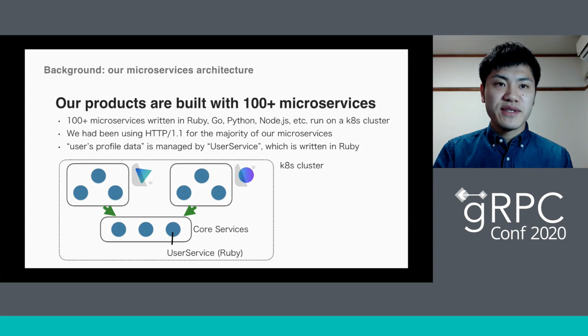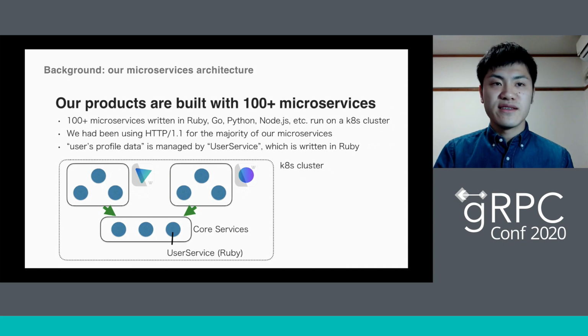Our products are built with more than 100 microservices. They are written in Ruby, Go, Python, Node.js, etc., and run on a Kubernetes cluster. We have been using H1 for the majority of our microservices. As I said, user profile data is very important for our products, and it is managed by a service we call user service. So this service is very important for us. This service is written in Ruby for historical reasons, and today I focus on this service.